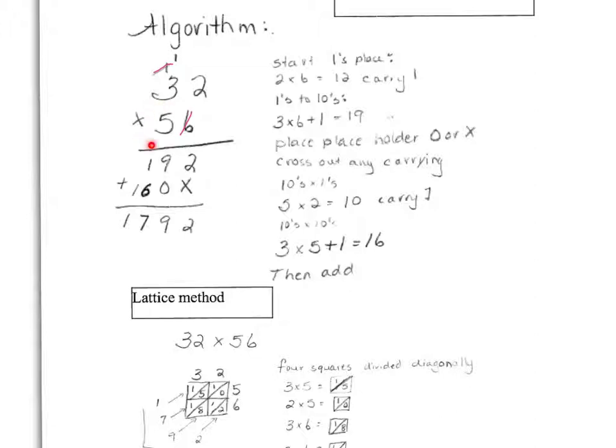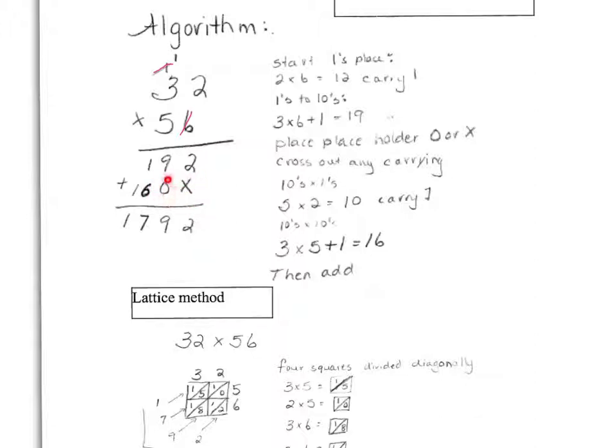Now we go on to the tens place, which means I need to put a placeholder in the ones place. I usually put an X. Sometimes people put a 0. Some people put a happy face. It really doesn't matter what, but you do need a placeholder there.